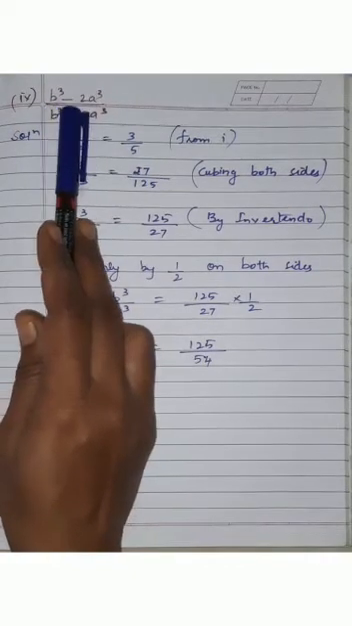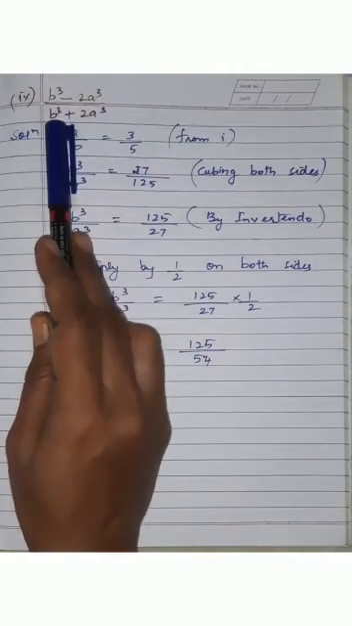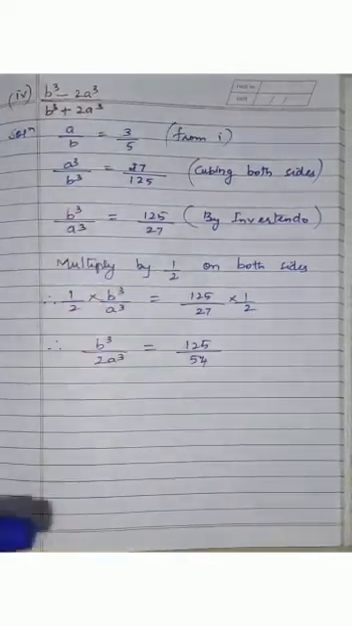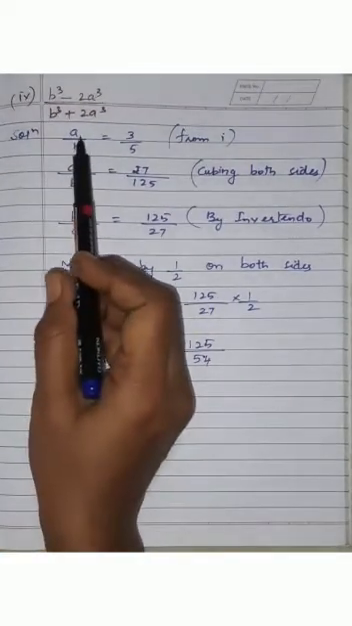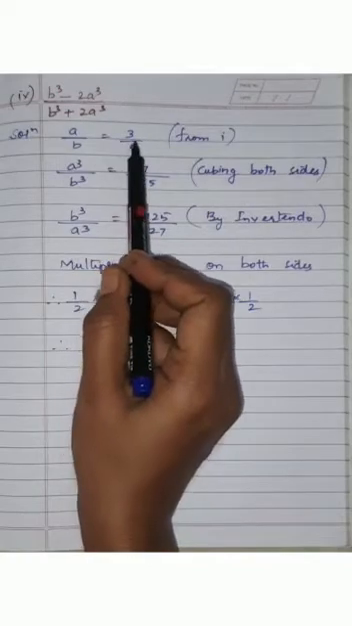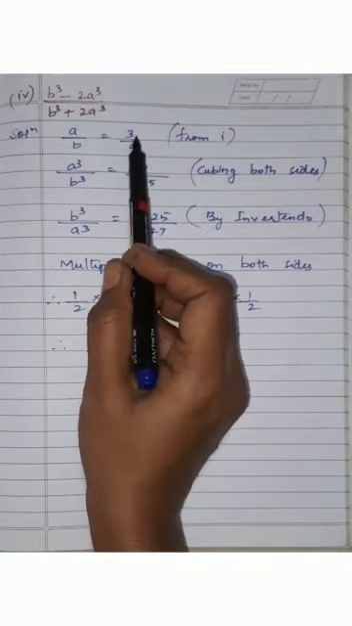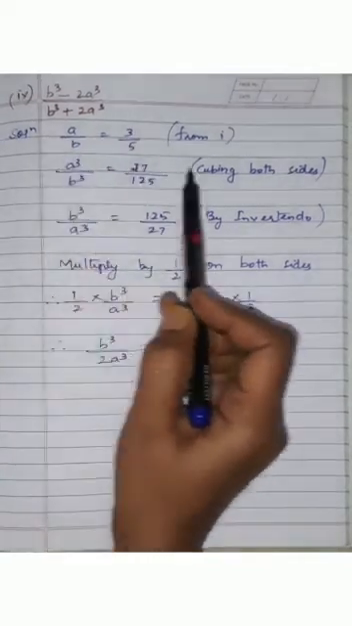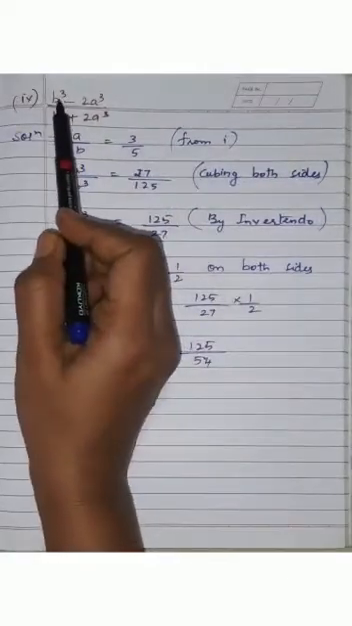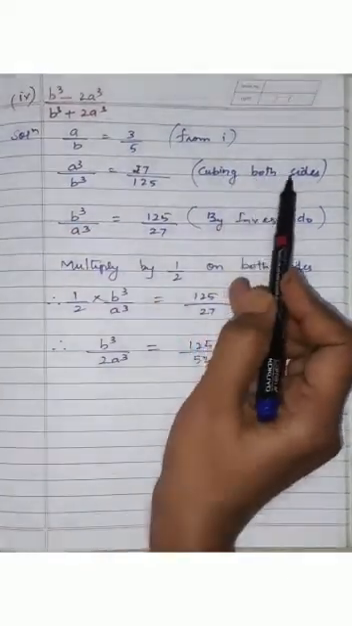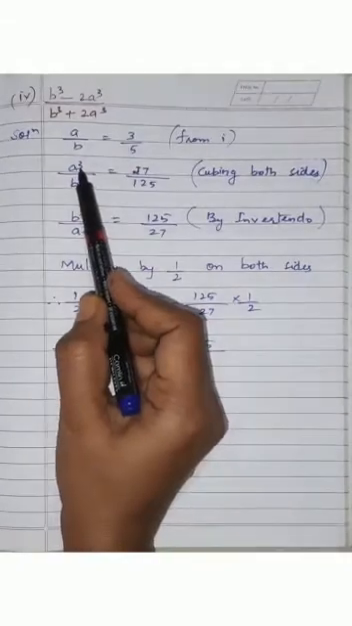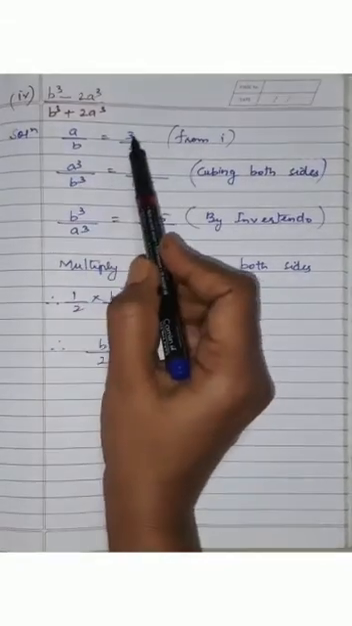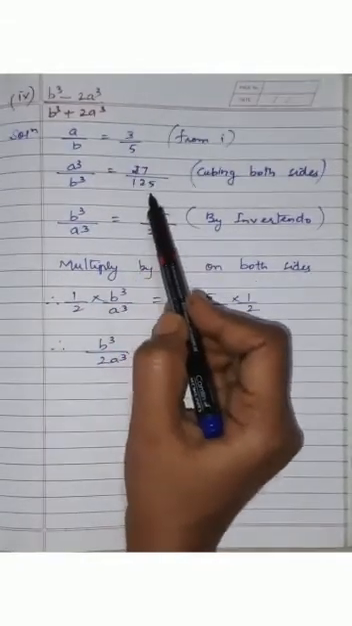Now students, question number 2, the fourth sub question: we have to find the value of this ratio, b cube minus 2a cube upon b cube plus 2a cube. As usual, the solution will start as a upon b, which we got from the first sub question as 3 upon 5. Since here we have b cube and a cube, we will be cubing both sides. So when we cube both sides, we get a cube upon b cube is equal to 27 upon 125, as the cube of 3 is 27 and the cube of 5 is 125.